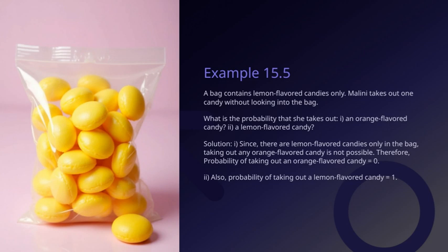This example highlights how understanding the composition of the set, in this case, the candies in the bag, directly influences the probabilities. When the content is uniform, like only lemon candies, the probabilities become straightforward. It's a good reminder that probabilities are always relative to what's actually present in the scenario.